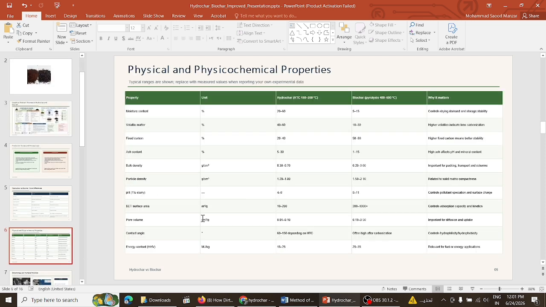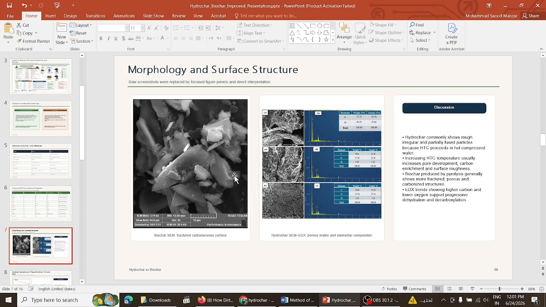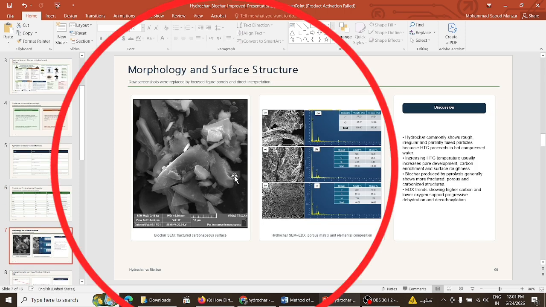Now the physical and chemical properties: you can see here the moisture content is higher for one and lower for the other. I have already talked about this: one has higher energy content, one is alkaline, one is acidic. Now in morphology, you can see here the hydrochar.